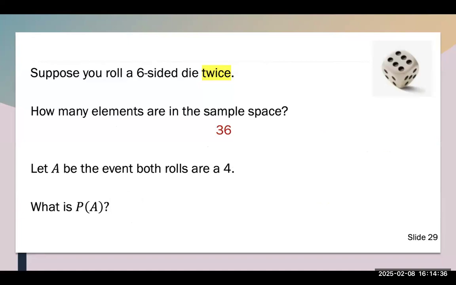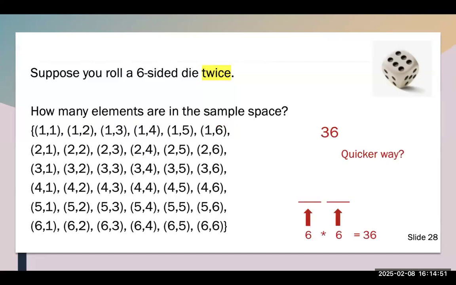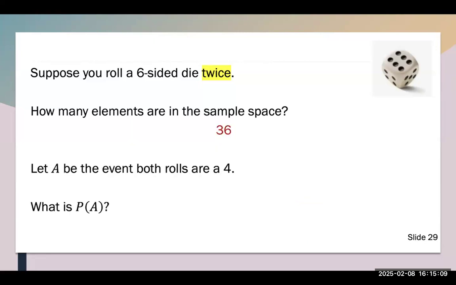Okay, so we know how many are in the sample space. Suppose we roll a 6-sided die twice and A is the event both rolls are a 4. What do you think the probability of A is? We have to go back and look at how many of these have both rolls being a 4. On the fourth row, in the fourth column, we see 4, 4. There's only 1 out of 36 different options for a 4, 4. So if A is the event both rolls are a 4, the probability is 1 out of 36.